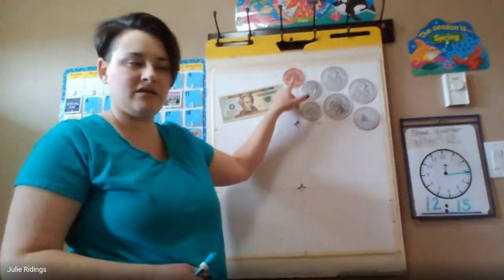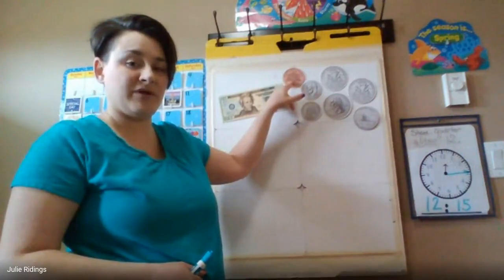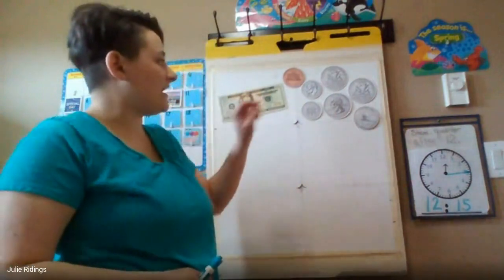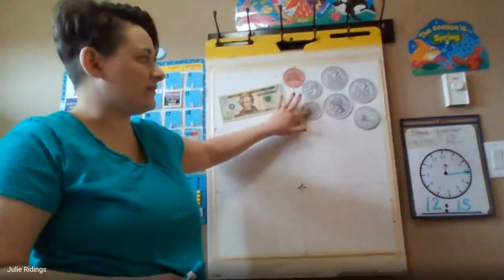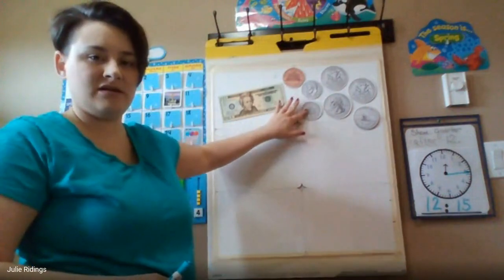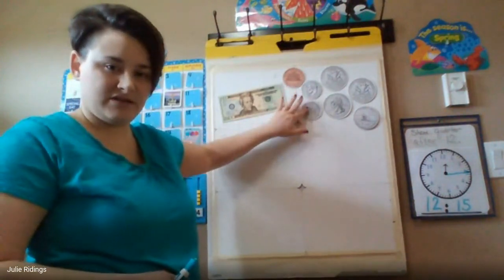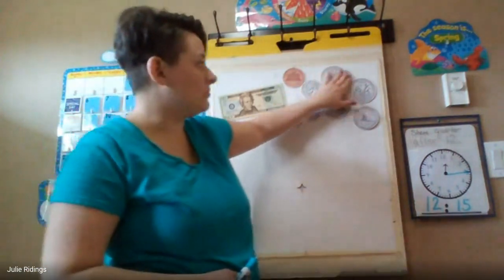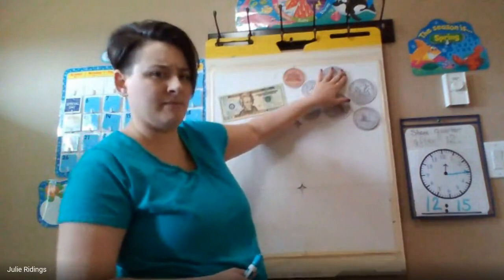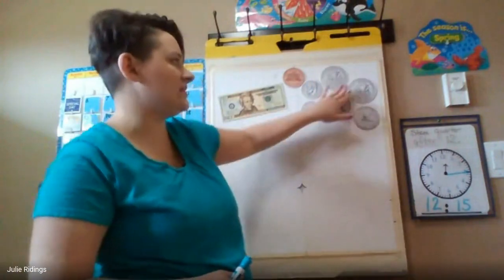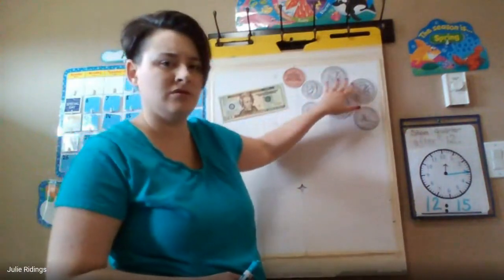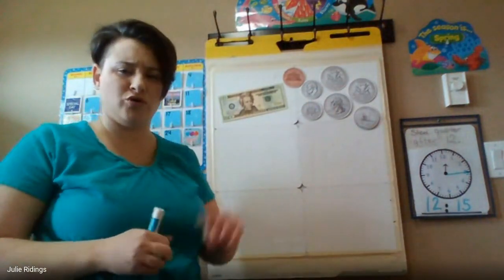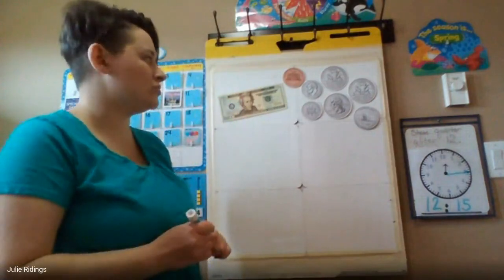Penny, penny, easily spent, copper, brown, and worth 1 cent. Ooh, what else do I have here? What are these two? This is a front and a back of a dime. Dime, dime, little and thin. I remember you're worth 10. Ooh, these are big and bold. I have three of these big and bold quarters. Quarter, quarter, big and bold. You're worth 25, I am told.